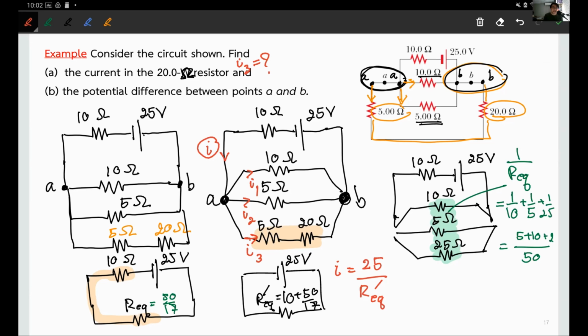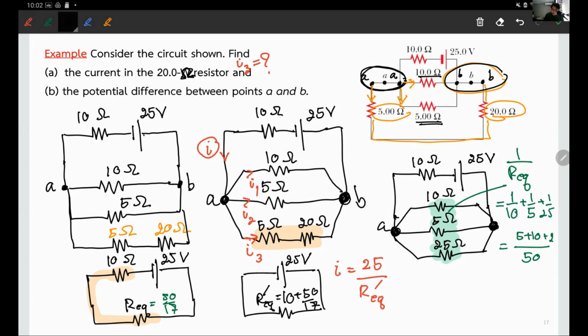Very nice. Now the hard part is, what is the current going through the bottom wire, I3? That's the hardest part. However, if you look carefully at this one, answering part B seems to be easier, and if you go through part B, it seems like that will help quite a lot.